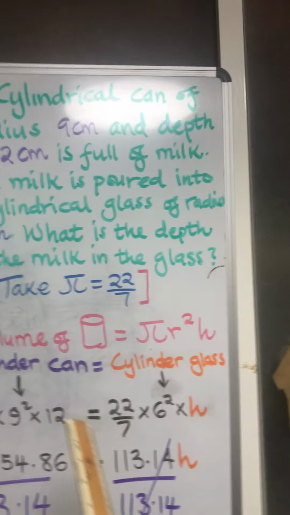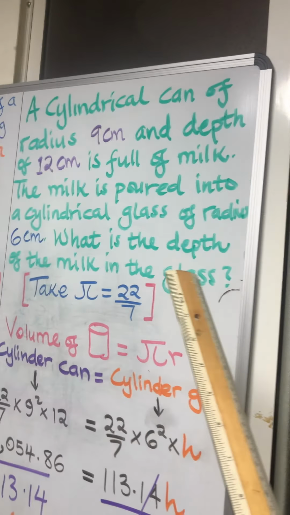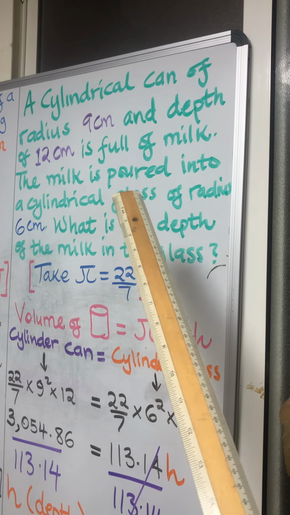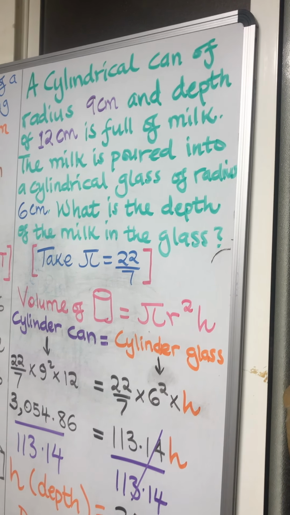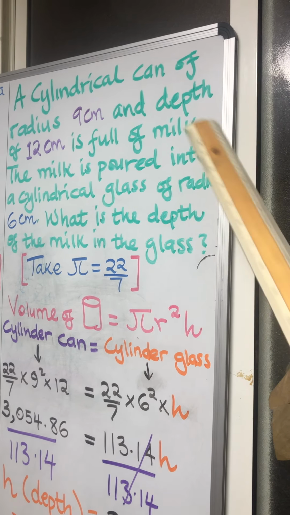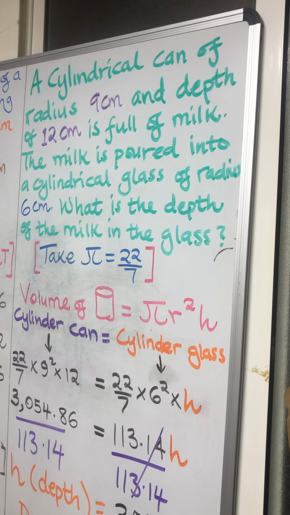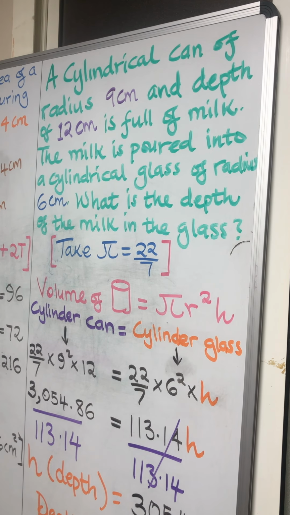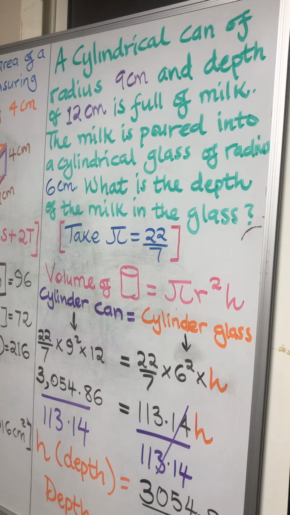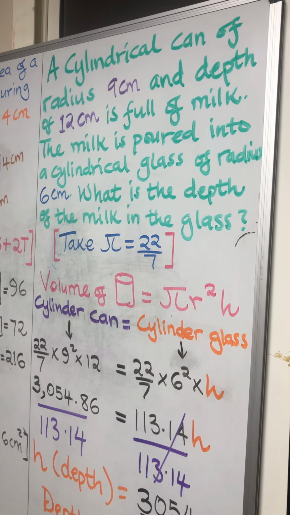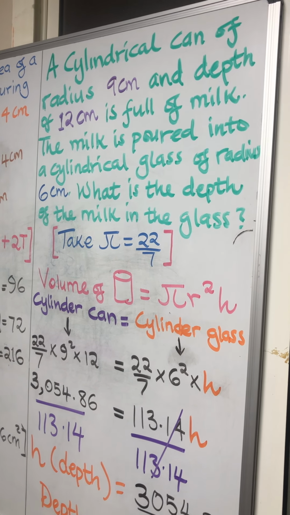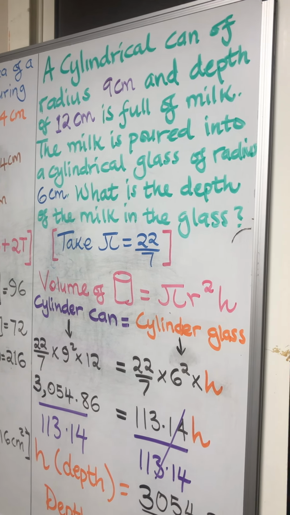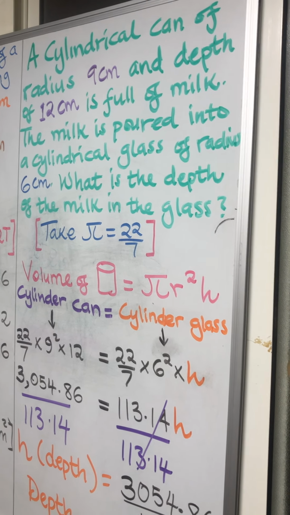Then lastly, I want us to look at this question. And the question is, a cylindrical can, I want you to underline the word can, of radius 9 centimeter and depth of 12 centimeter is full of milk. The milk is poured into a cylindrical glass of radius 6 centimeters. What is the depth of the milk in the glass?